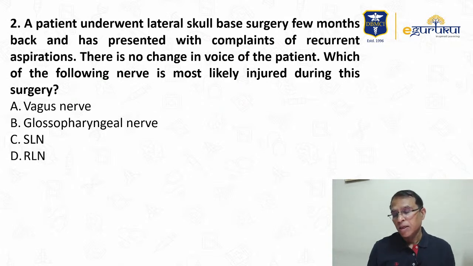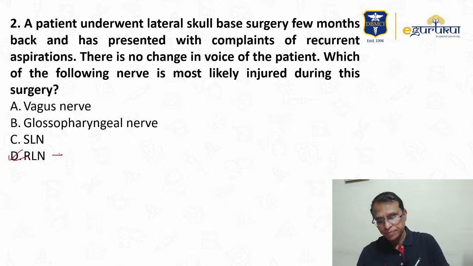Okay. A patient underwent lateral skull base surgery a few months back and has presented with a complaint of recurrent aspiration. There is no change in the voice of the patient. Which of the following nerves is most likely to be injured during surgery? It is the bilateral recurrent laryngeal nerve.